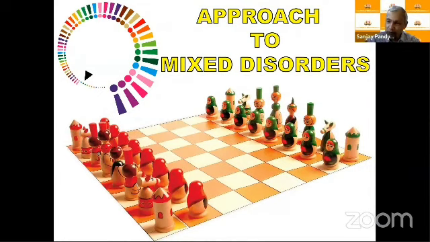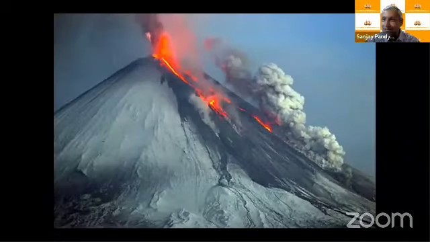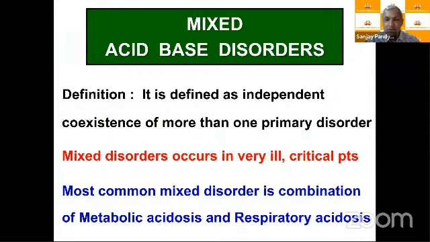So what is a mixed disorder? A mixed disorder is like a volcano on a snow mountain. What is the temperature? The answer is that it is mixed, because the volcano will have increased heat and the snow mountain will have chilling cold, and when they are together, it is going to be a mixed disorder. So what is a mixed acid-base disorder? It is defined as the independent coexistence of more than one primary disorder. Mixed disorder occurs in very ill critical patients, and the commonest is metabolic acidosis with respiratory alkalosis.